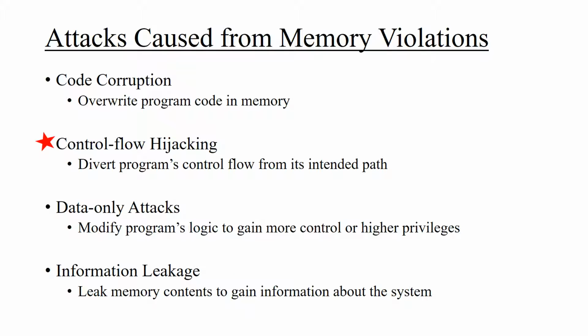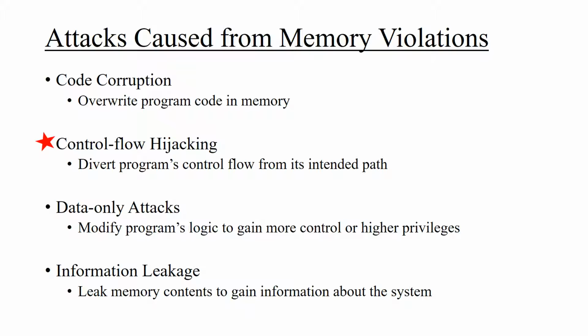By taking advantage of the memory violations described, there are four categories of attack that can be carried out. Code corruption attacks, as implied by the name, look to corrupt code by overwriting the program in memory. Control flow attacks modify a code pointer to cause the program to deviate away from its intended flow or to relinquish control over to an attacker.